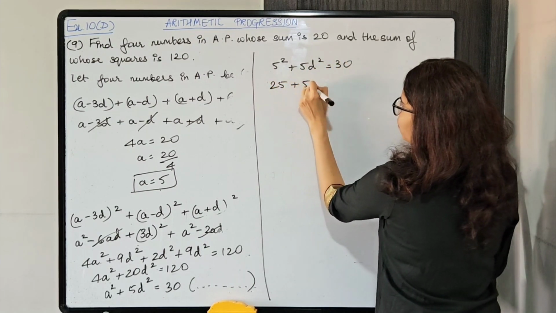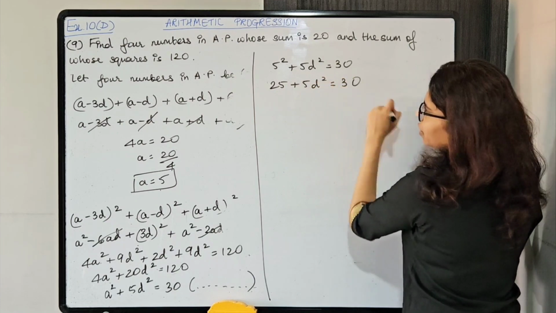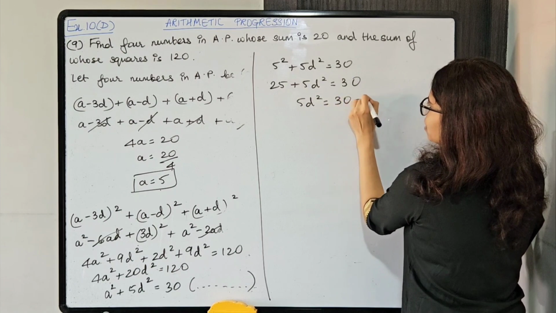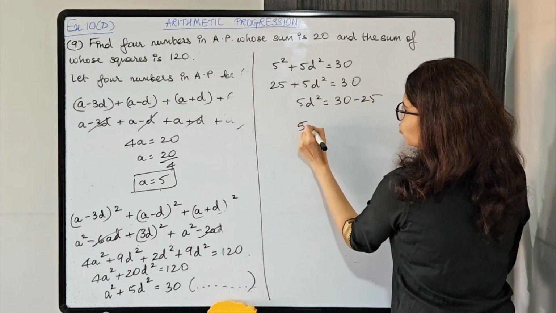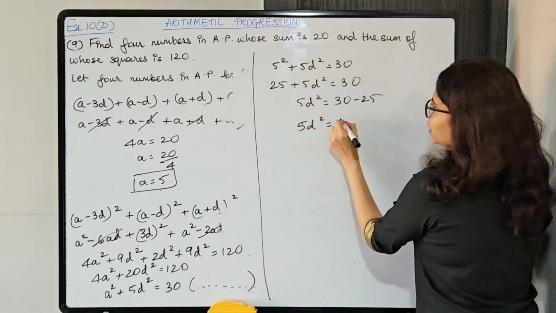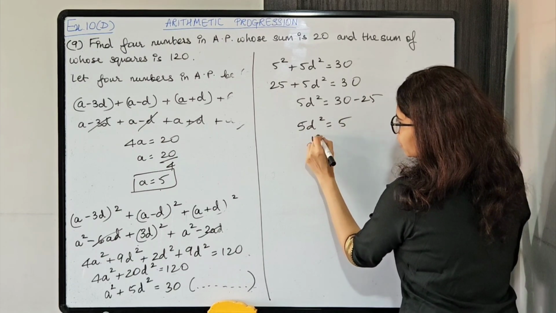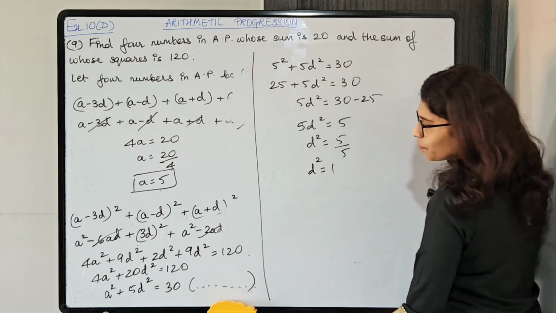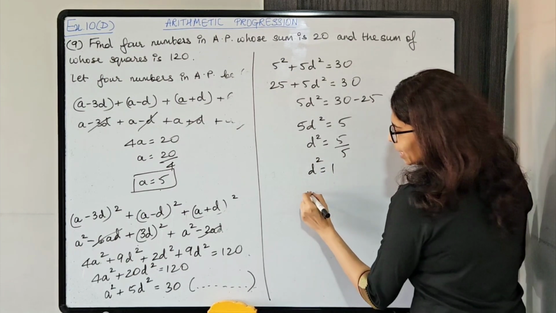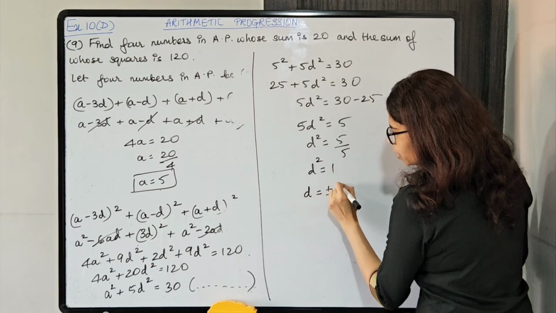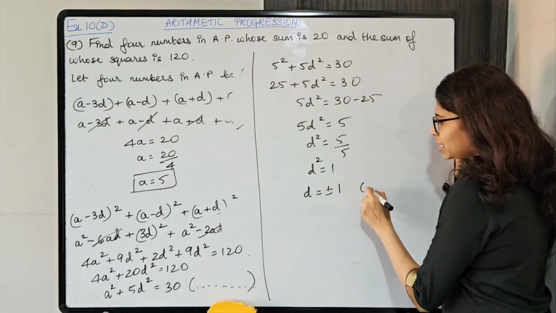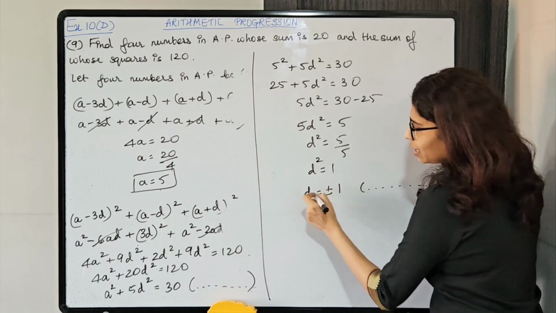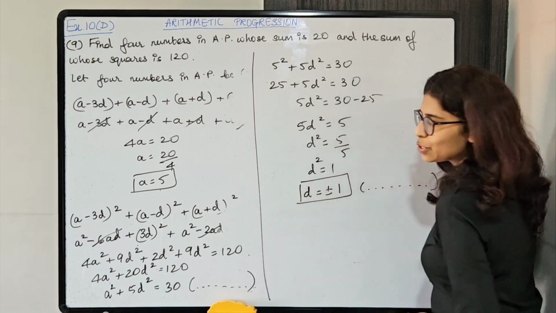25 plus 5d square is equal to 30. So 5d square is 30 minus 25, that will give 5. So d square is 5 by 5, which is 1. So taking square root, d will be equal to plus or minus 1. You have to give reason over here, taking square root on both the sides. Okay, so we got 2 values of d, plus or minus 1.